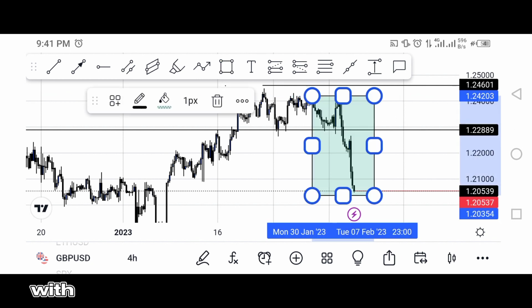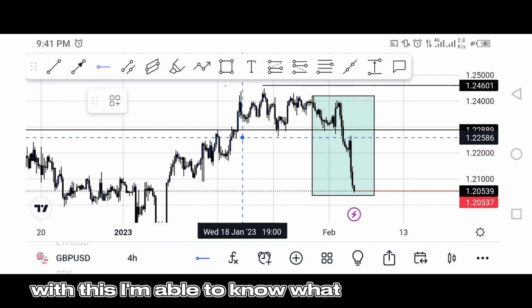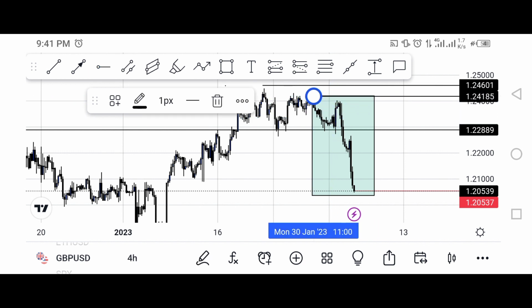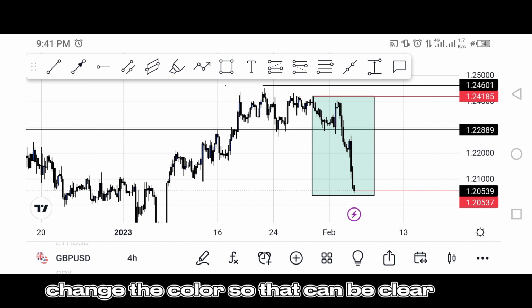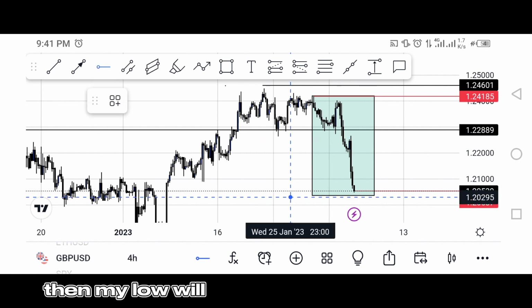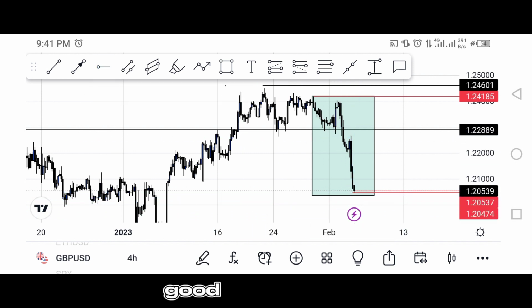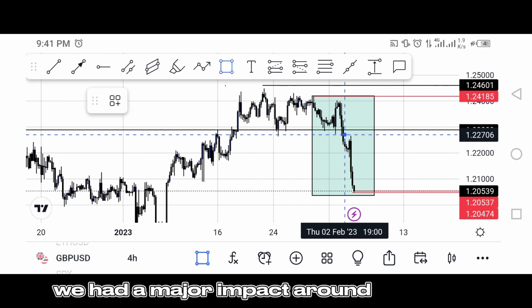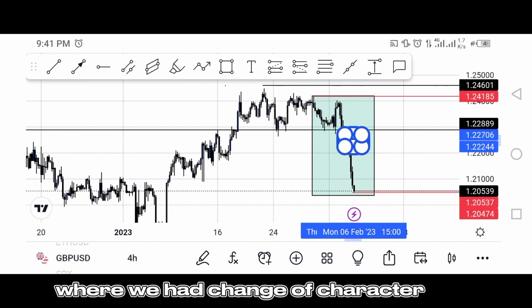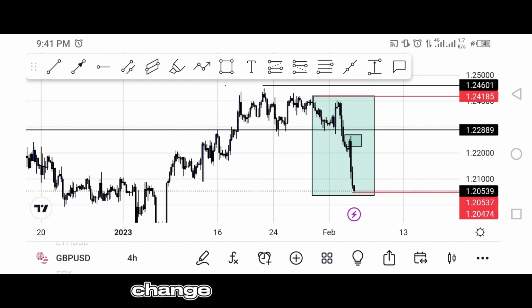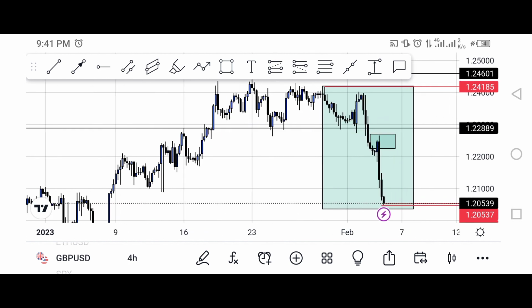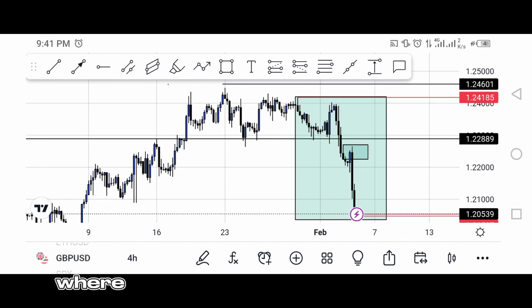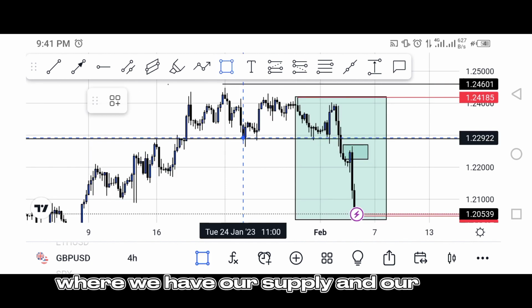With this I'm able to know what my high is. My high is around this region. Let me change the color so that it can be clear. Then my low will be around this region. And then we had a major impact around here where we had a change of character. The market had a change of character, I believe. With this we can pick where we have our supply and our demand.